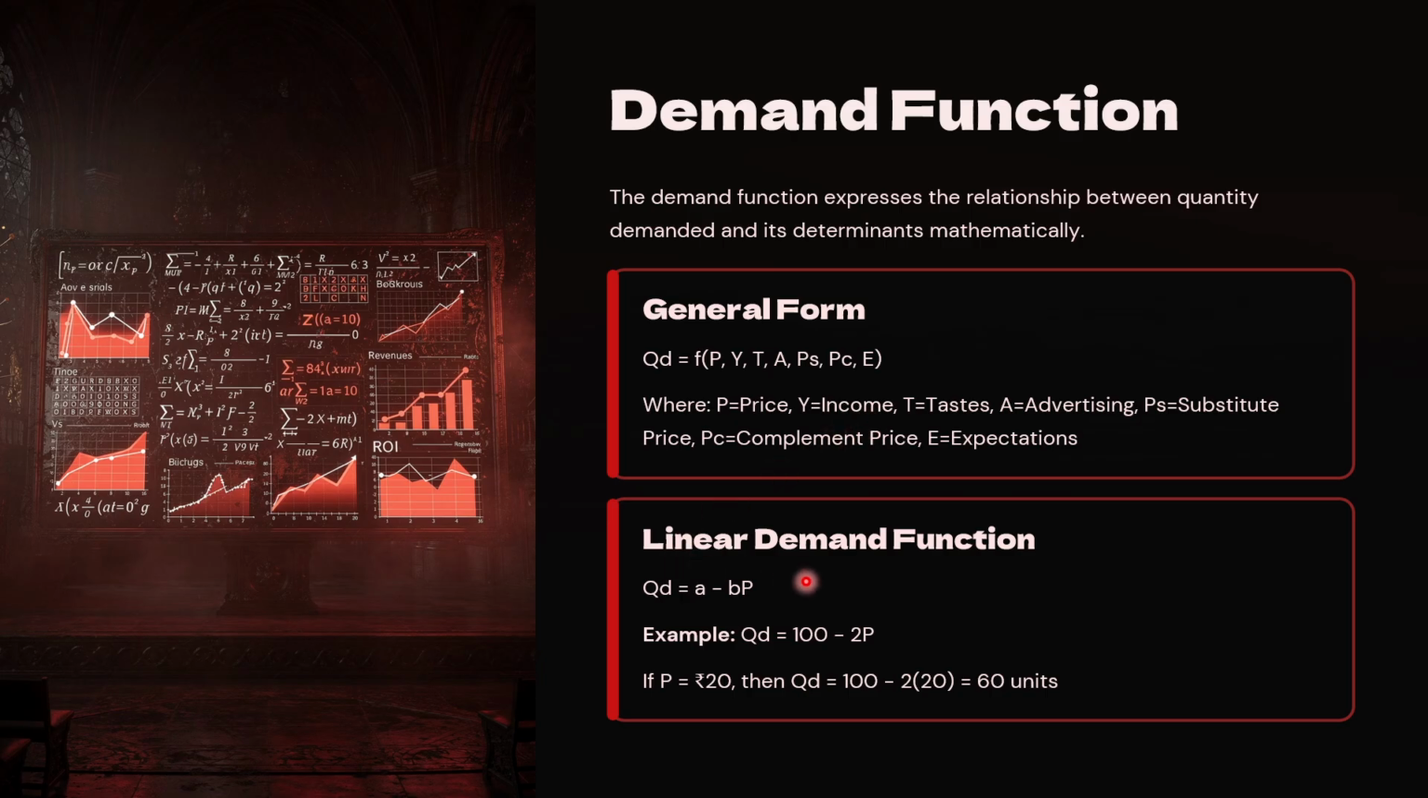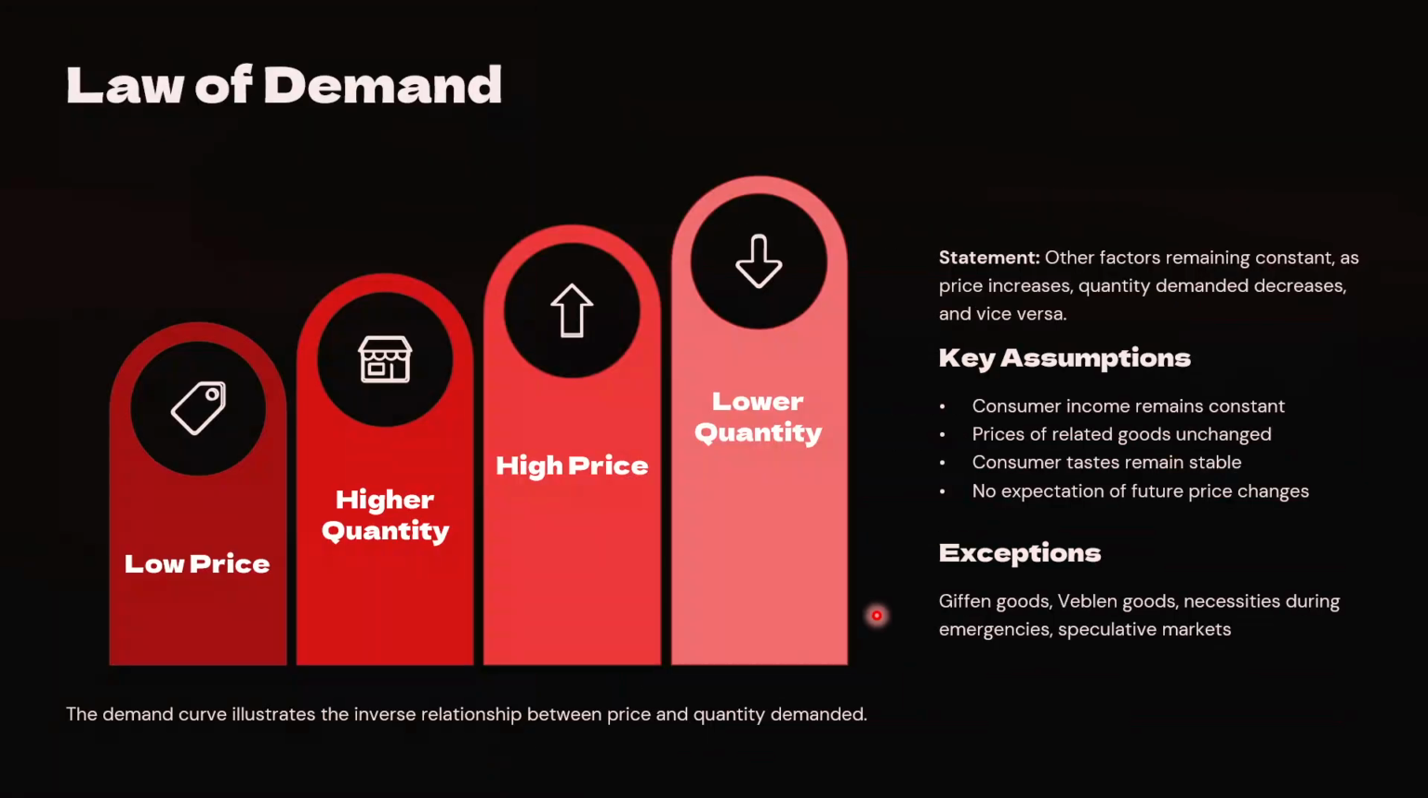Whereas the linear demand function is QD, quantity demanded, equals a minus bP. For example, quantity demanded equals 100 minus 2P. What is 2P? It is two times the price of the product. Just write the general form and the linear demand function.